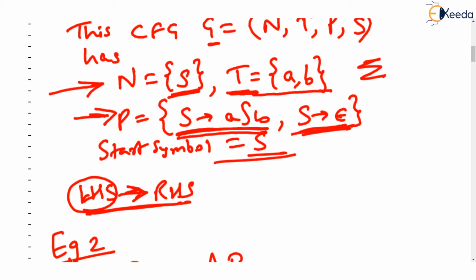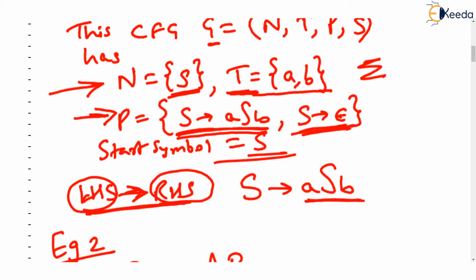So you can have something like S derives A S B. You watch the RHS. The RHS of a production can be any combination of terminals, both these are terminals, and non-terminals. When I mean any combination, these terminals and non-terminals can appear in any order and any number of times on the right hand side of the production. Just remember this.